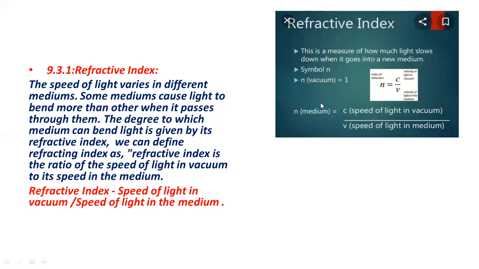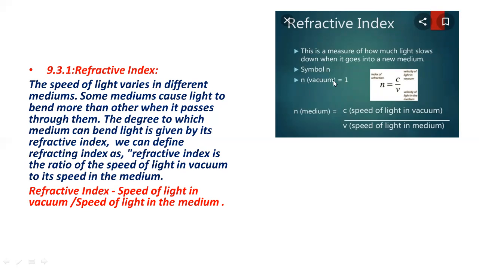So in simple words, what is refractive index? It is a measure of how much light slows down when it goes into a new medium, like when it goes from air to glass or from air to water, how much its speed slows down or how much the speed of light decreases. This is called refractive index. We can represent it by small n.